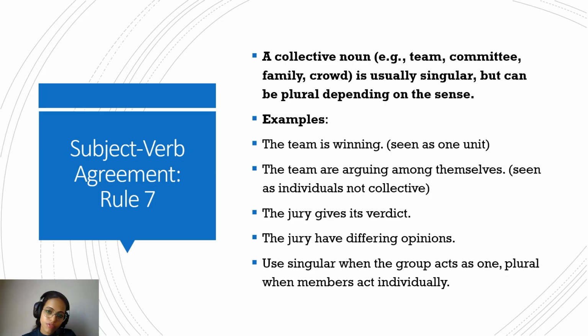The jury have differing opinions. That means all the members of the jury have different opinions. Now you are forced to look at the individuals in the jury, and in this case, jury becomes plural. So, jury have differing opinions. So use singular when the group acts as one and plural when members act individually. So the verb will depend on how the collective noun is acting. If it is united, then a singular verb. If the collective noun is not acting in unison, then a plural verb.